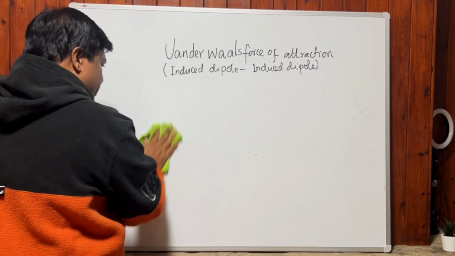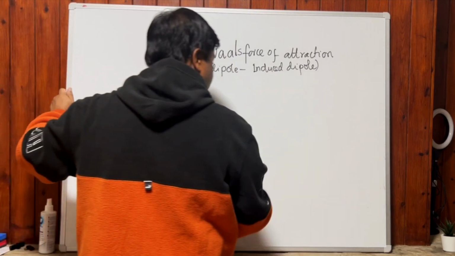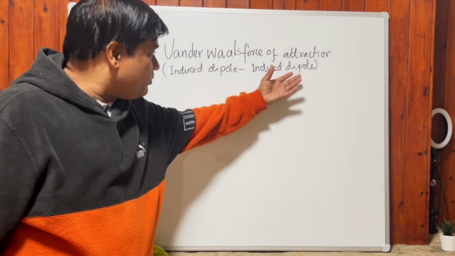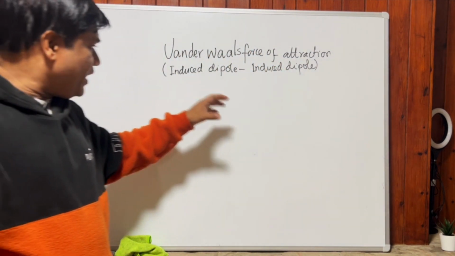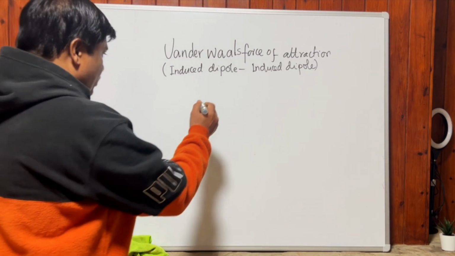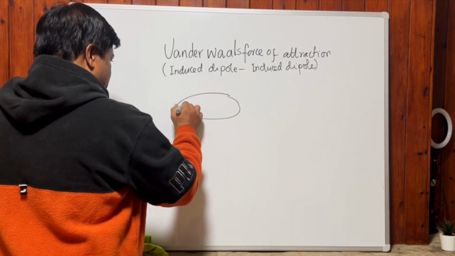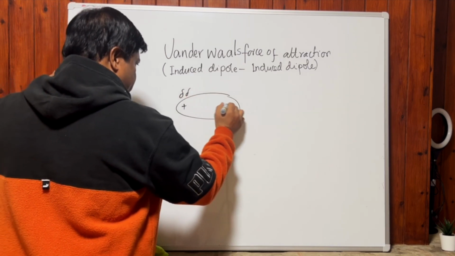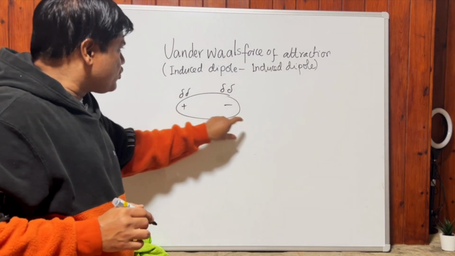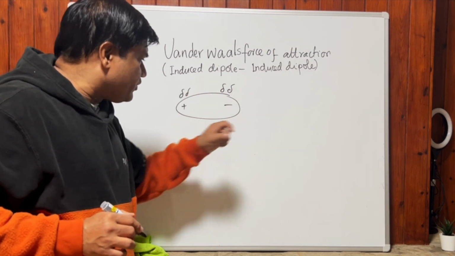Van der Waals forces of attraction are caused by the movement of the electron. As the number of electrons increases, the Van der Waals force of attraction also increases in the molecule. Van der Waals force of attraction is directly proportional to the number of electrons in the molecule. That electron causes a weak dipole in the molecule, partial positive and partial negative. So due to the presence of Van der Waals force of attraction, the boiling point of the molecule increases.